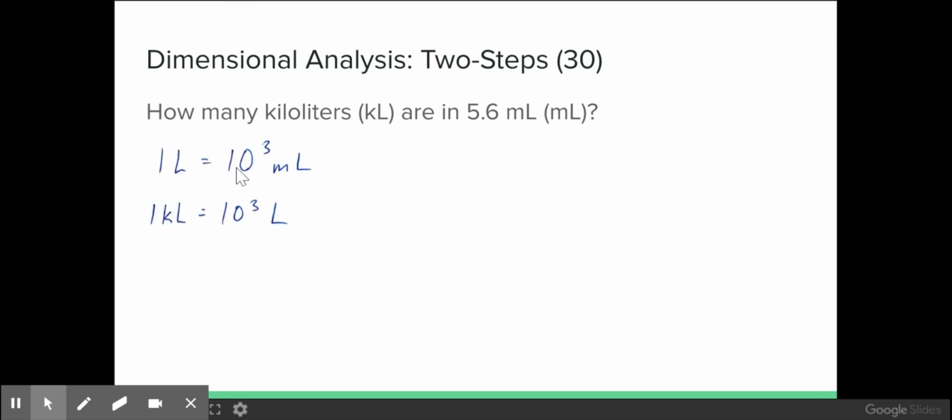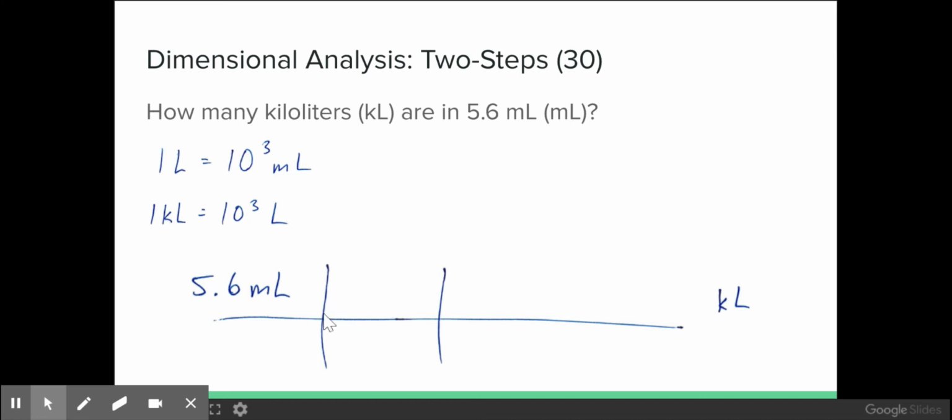I'm actually going to write two equivalence statements. The one that has kiloliters: 1 kiloliter is the same as 1,000, or 10 to the third, liters. And 1 liter is the same as 1,000 milliliters. So those are my 2 equivalence statements that are setting my equality between those 2 terms. I'm going to use each one of them as a separate fraction in my work.